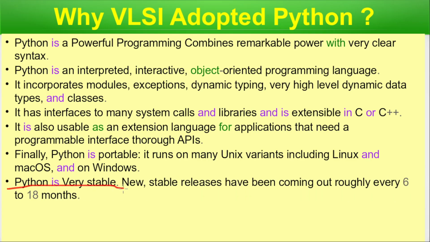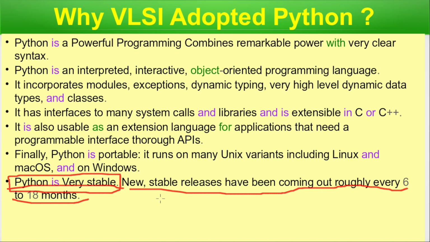Python is very stable. So this is another important factor. If a scripting language or programming language is not stable, it is not going to help a production level engineering need. So the programming or scripting language has to be very stable, and Python has it. New stable releases come out every 16 to 18 months. Generally, based on the development phase, it is a regular interval at which we get the Python releases.